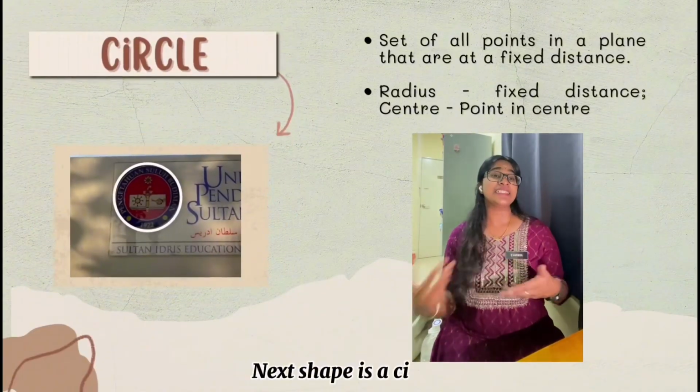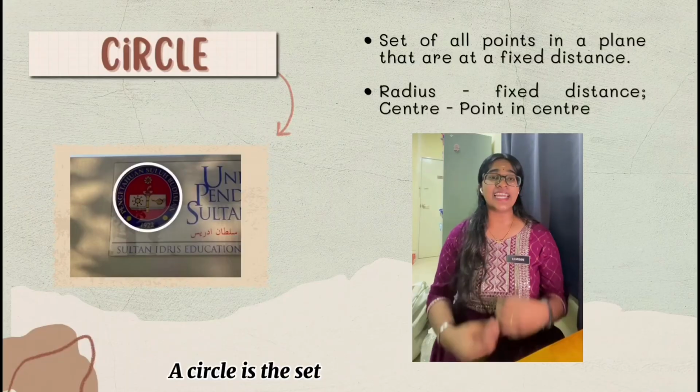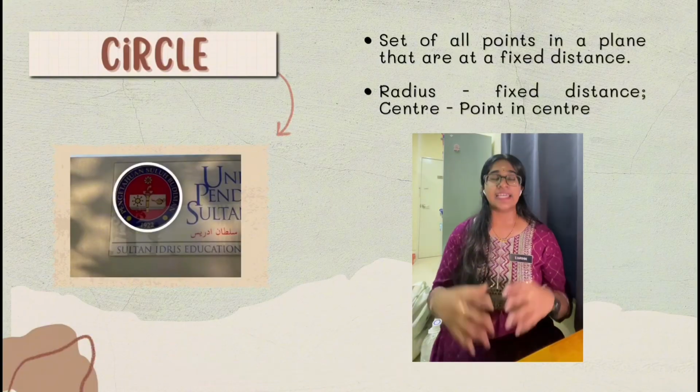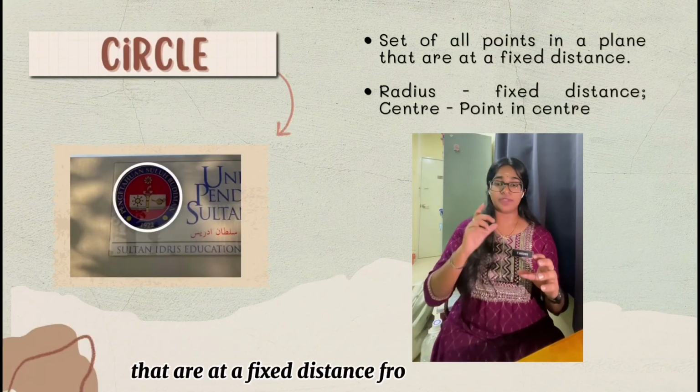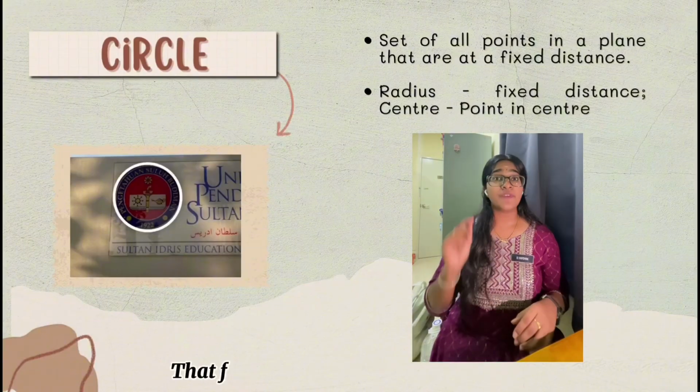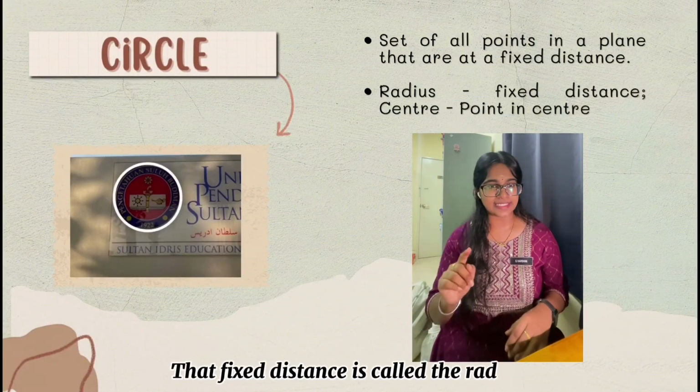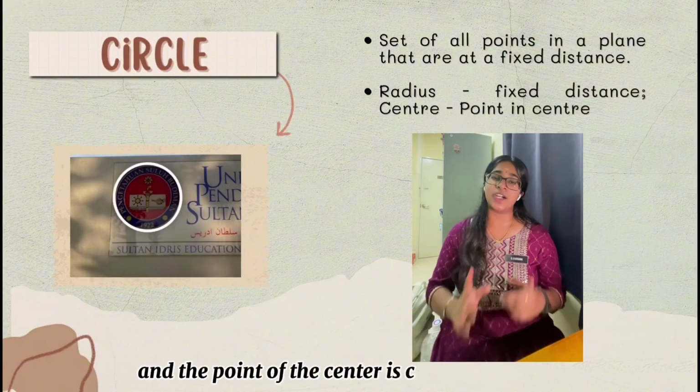Next shape is a circle. A circle is the set of all points in a plane that are at a fixed distance from a central point. That fixed distance is called the radius, and the point at the center is called the center.